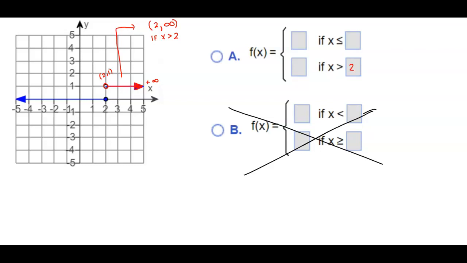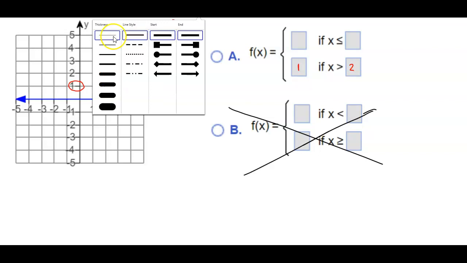Now we've got to figure out the function. If you look at the function, what value on the y-axis is it going through? It's going through f of x equal to 1. That represents a constant. So f of x is going to equal 1 if x is greater than 2. So that means you're going to have a 1 here.